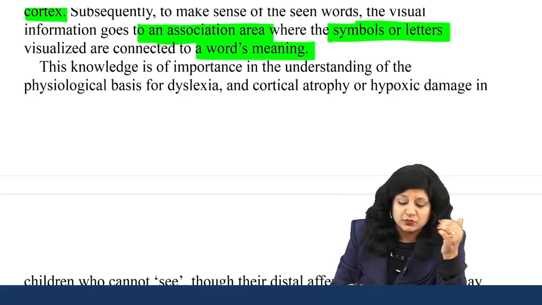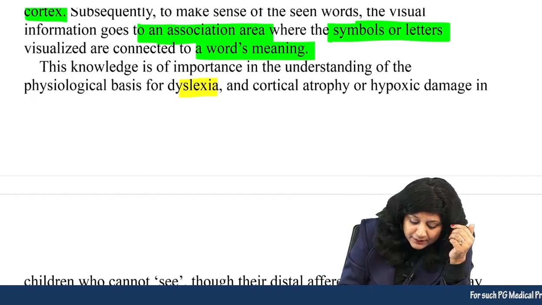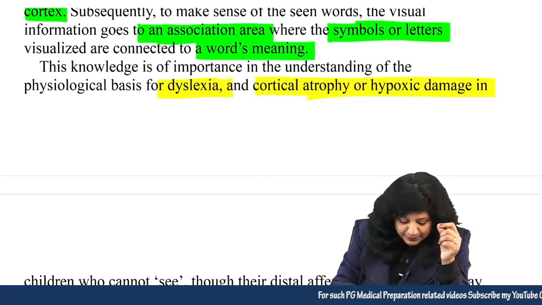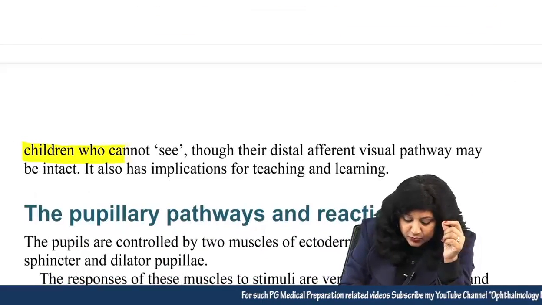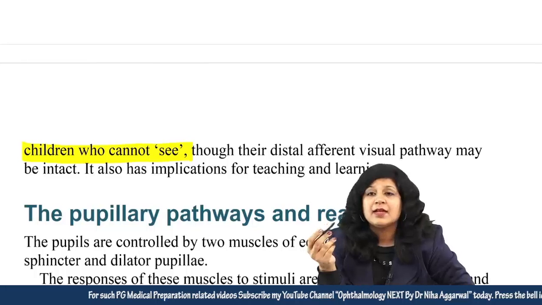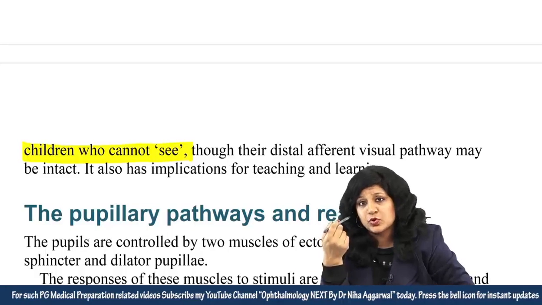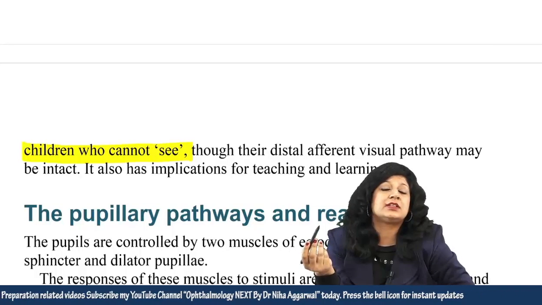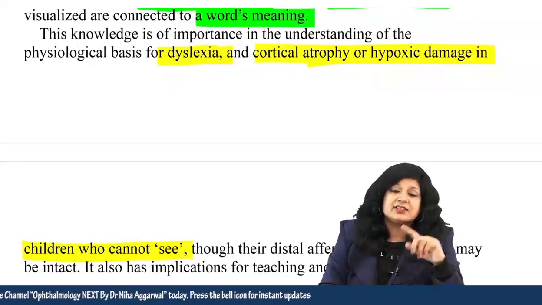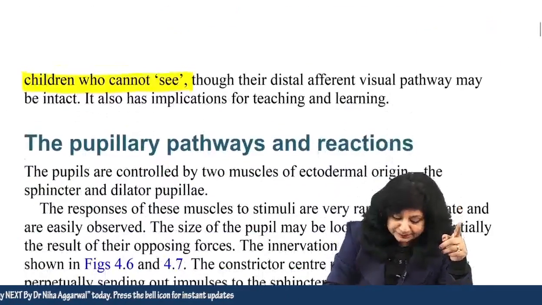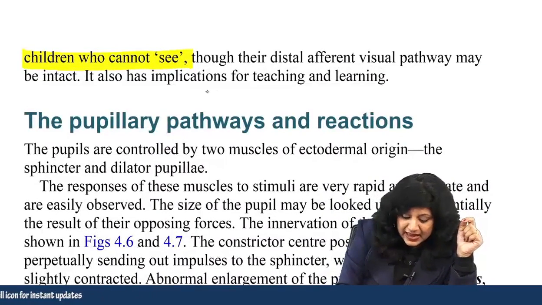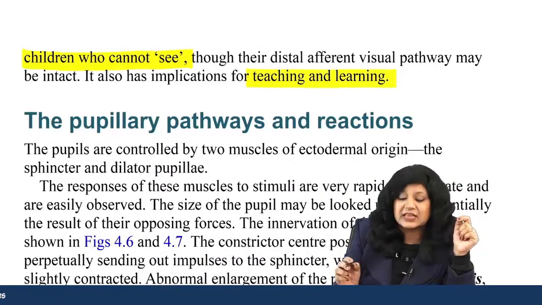Whenever we are dealing with dyslexia, it has been seen that there is a cortical atrophy or hypoxic damage in the children who cannot see, because those areas are not being used, as there is no stimulus to those areas, so these areas become atrophic. It has been seen that in those children who cannot see, there is an atrophy of this area, though their distinct afferent visual pathway may be intact, and this has certain implications in teaching and learning as well.